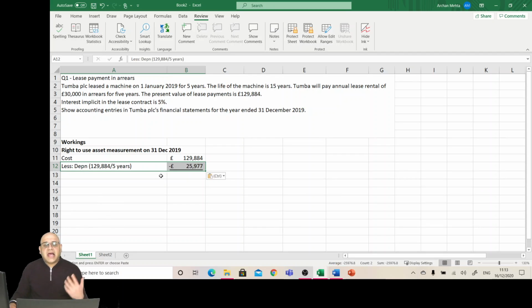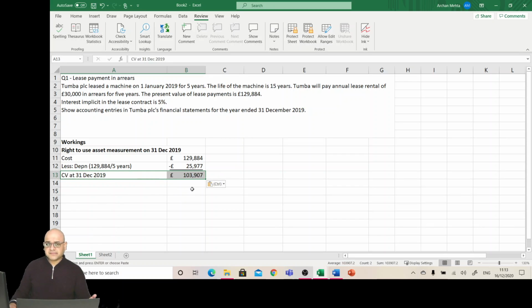This depreciation will go to P&L. When you're preparing financial statements, you need to take this depreciation to P&L. And when you remove the depreciation, the carrying value of the machine becomes this much. And we'll take carrying value to SFP, as you know it.